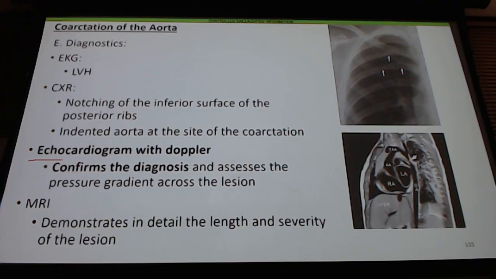Basically what you're hearing is that turbulent blood flow trying to get through that narrowed lumen. Echo is going to be your test of choice, but on chest x-ray you may start to see rib notching just from that collateral circulation.